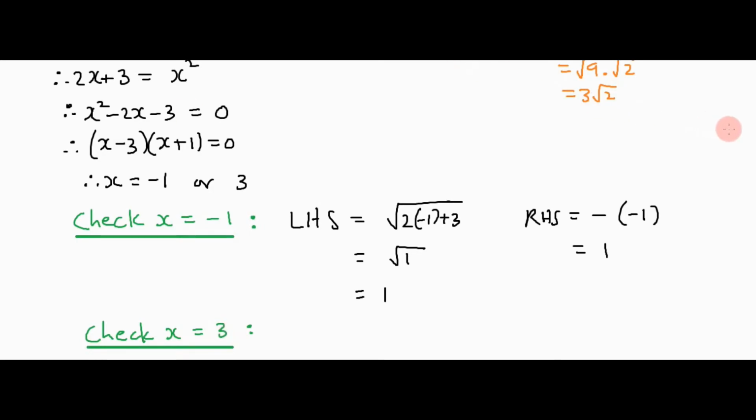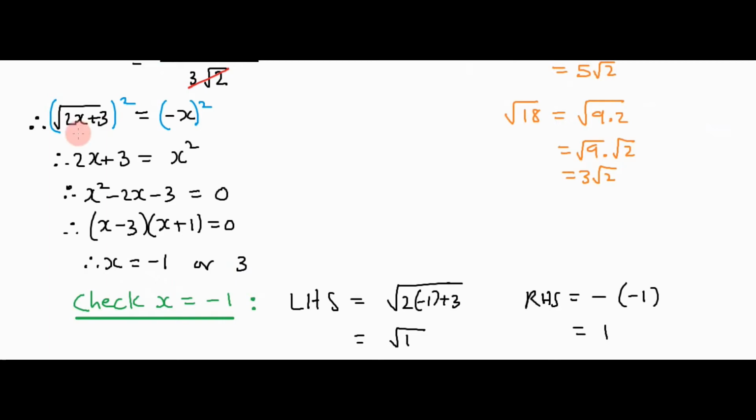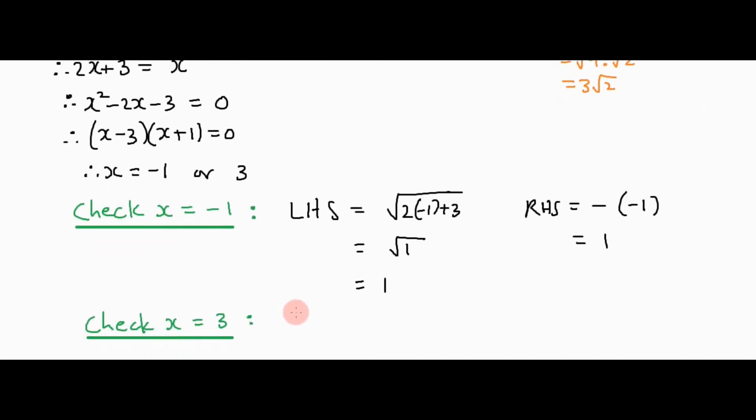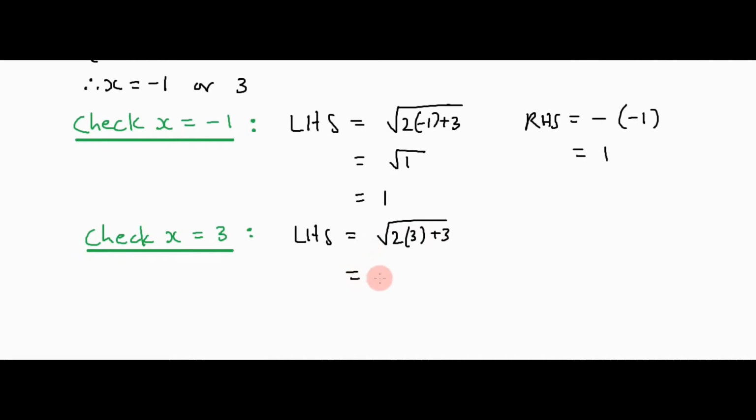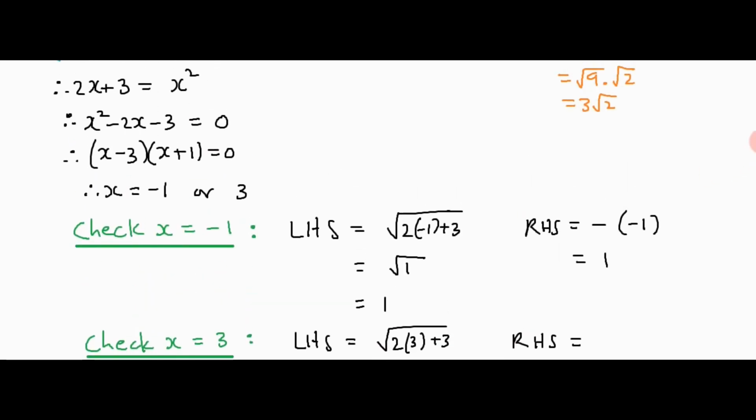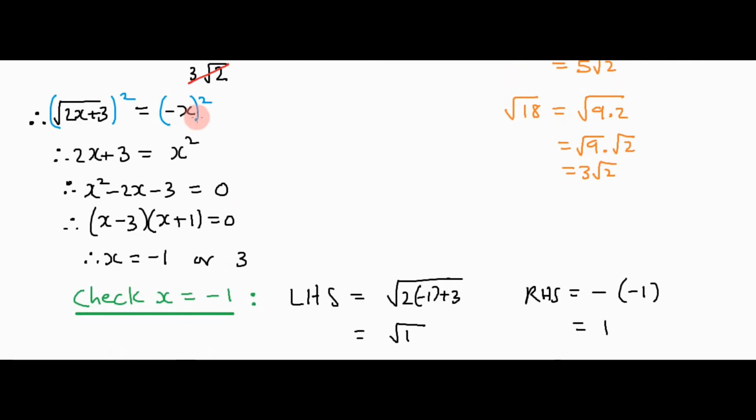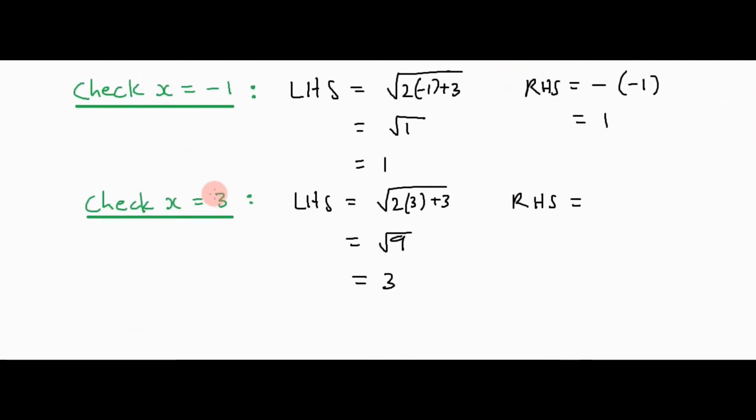So once again, substituting back into the left-hand side of this equation, before we squared it, the left-hand side is going to be the square root of 2 times 3 plus 3. And this is the square root of 9, which is 3. And the right-hand side here is negative x, and x is 3, so it's going to be negative 3.